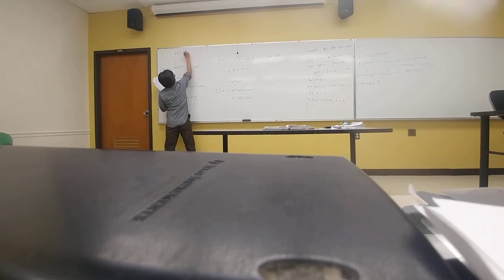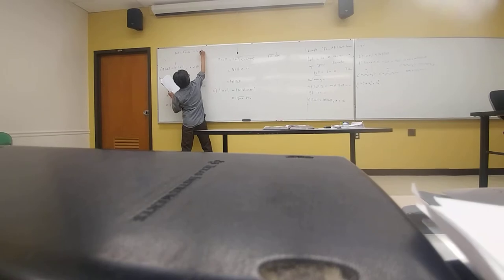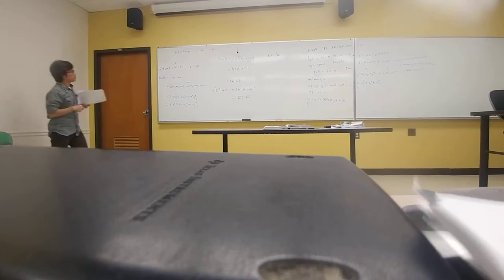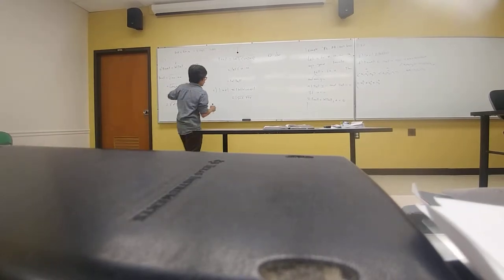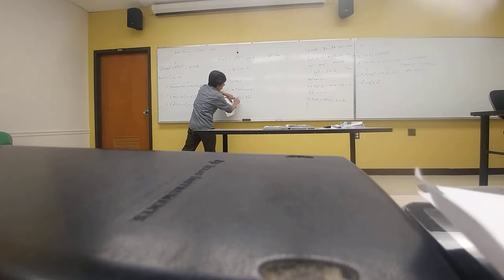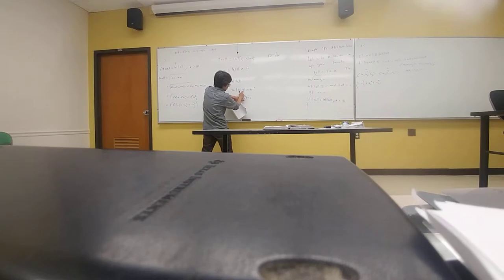Equals the square root of the dot product of u and u, which is the square root of u squared here, which equals u. So the magnitude of u here is the square root of the dot product of u and u. The length of vector v is the square root of the dot product of v with itself.